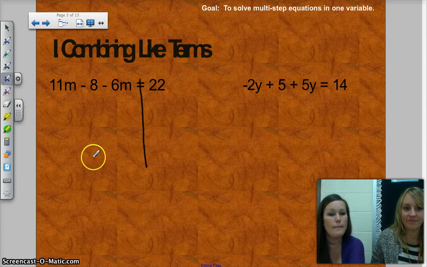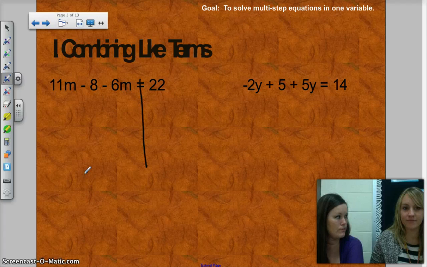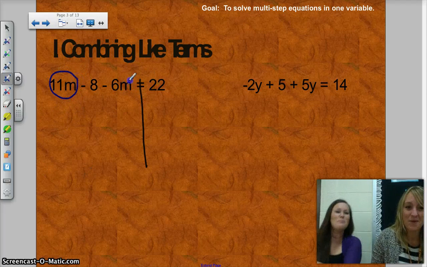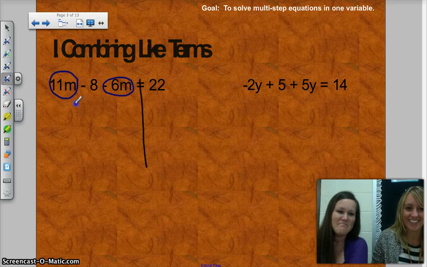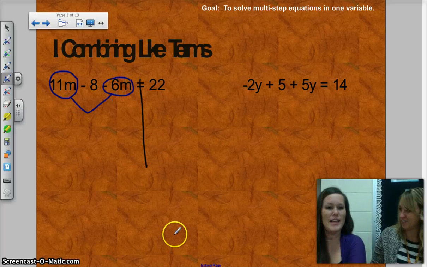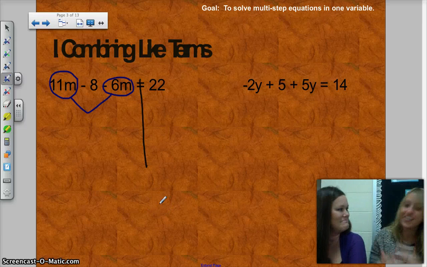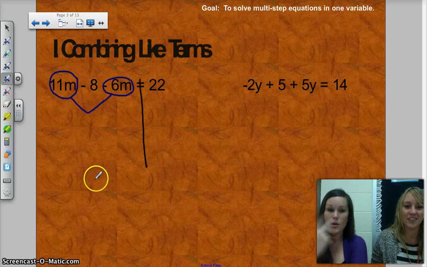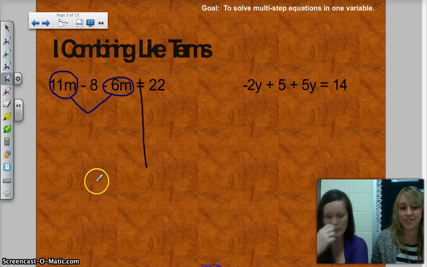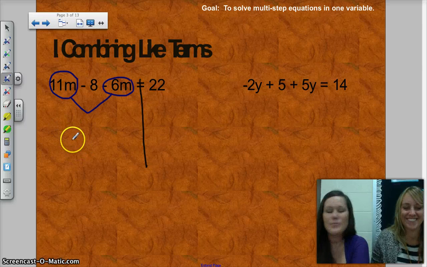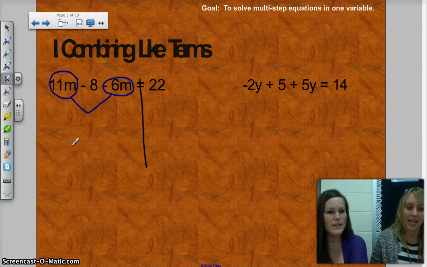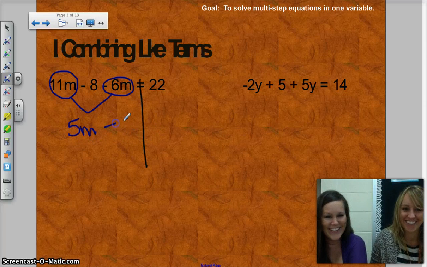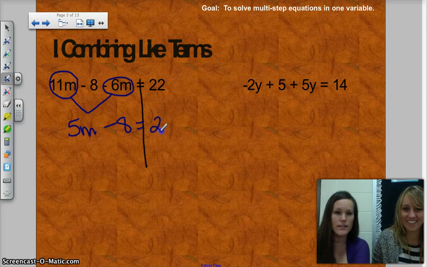So I see 8m minus 6m. I see 11m minus 6m. Do you see that too now? I isolated it, so that helped you. Thank you for circling that. There was also an 8. It's actually negative 8. Okay, 11m minus 6m is 5m. Then bring down that minus 8 equals 22.